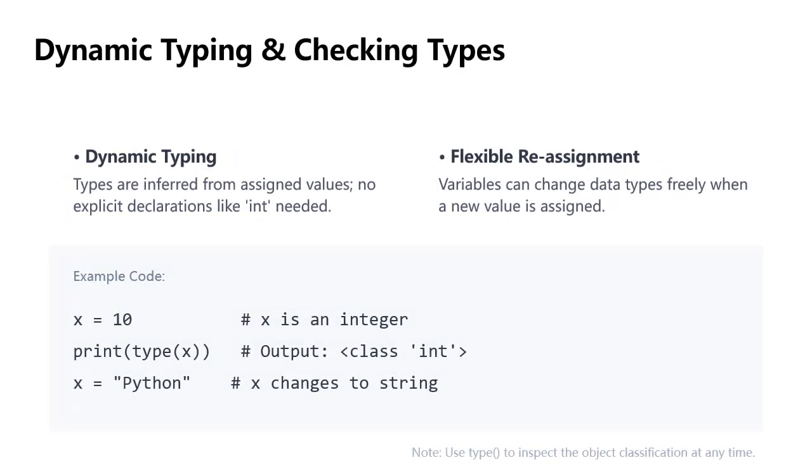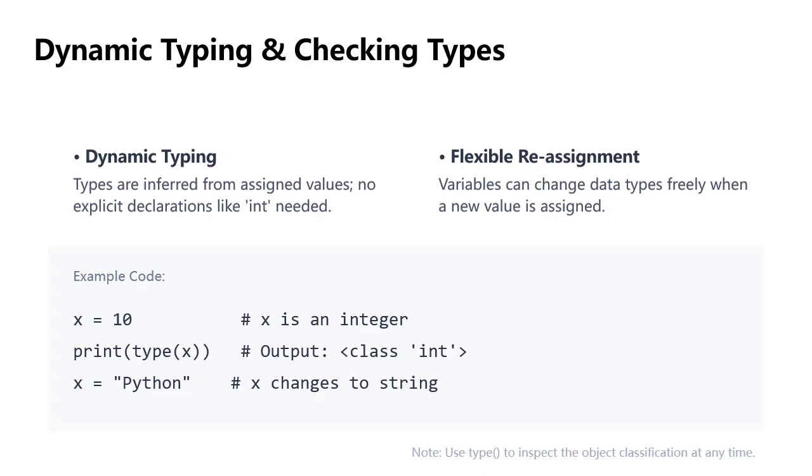Building on what we just covered regarding variables, let's dive into one of Python's most flexible features. Dynamic typing. In many programming languages, you have to explicitly declare a variable's type, like saying this must be an integer. In Python, however, the type is inferred. This means Python looks at the value you assign and figures out the type for you automatically. This leads to flexible reassignment. Because the variable isn't locked into a specific type, you can change the data it holds at any point in your script.